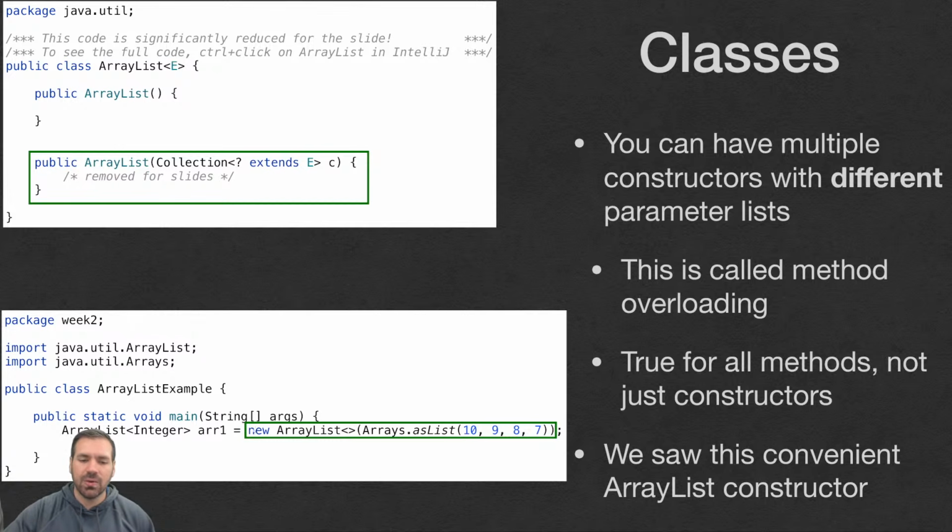And then when you say new ArrayList, if you give it a parameter that happens to be a collection, then it's going to call this constructor. If you give it no arguments at all, then it's going to call this constructor. So Java will look at the arguments you provide and then call the method with a parameter list that matches those arguments. So we can absolutely do this and have many, many methods with the same names.